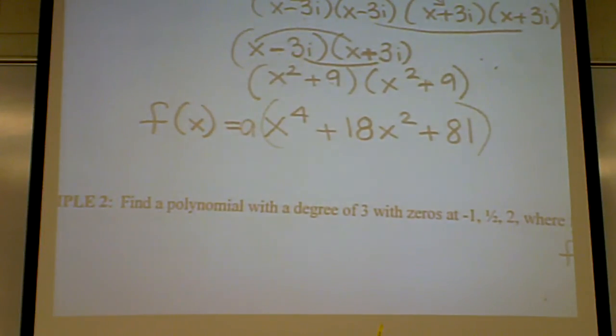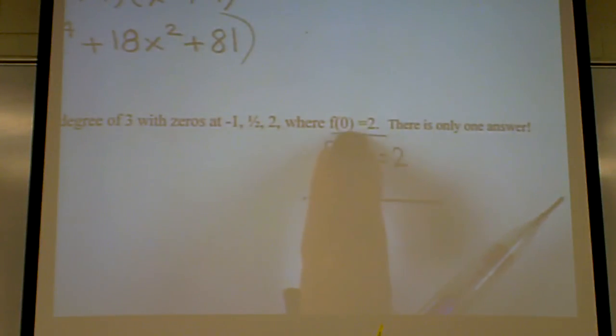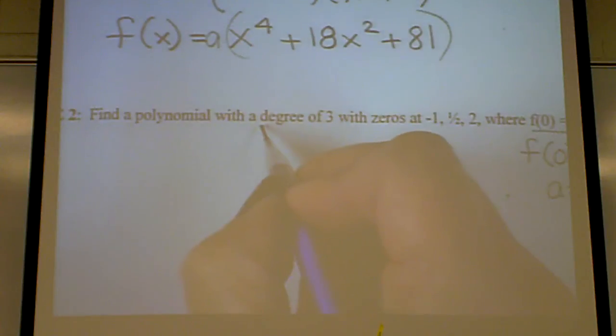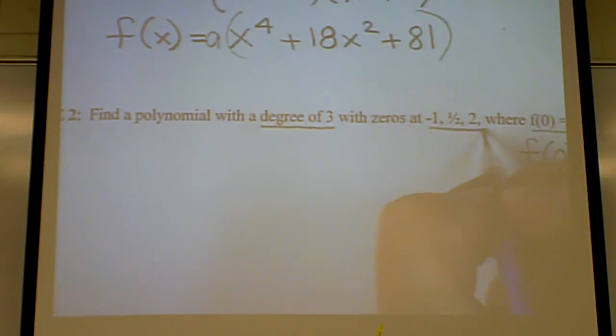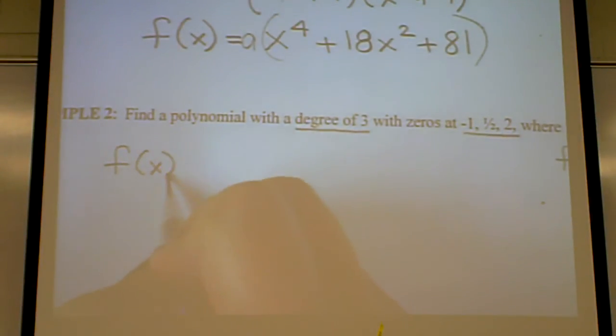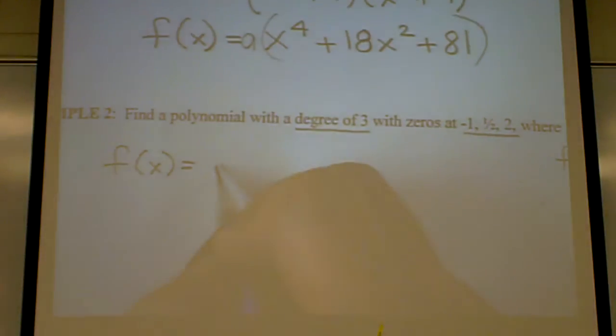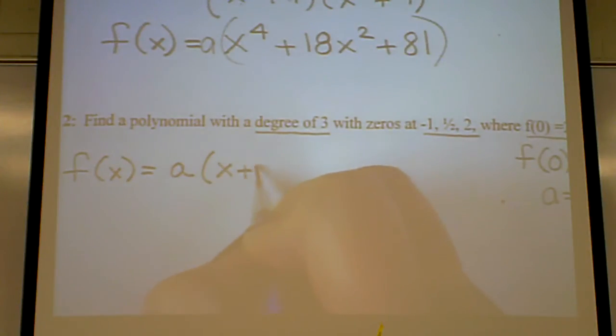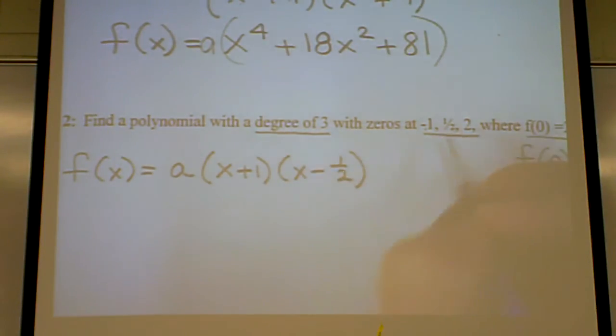But this next one, I want a specific polynomial that has an a value of something. What is it? Well, what do you get? Let's read this out. It says degree of 3, and they give you the zeros. So how are we going to write this? F of x equals some a value, and then we've got x plus 1, you know it's negative 1. X minus a half, and you know it's positive 1/2. And x minus 2. Positive 2.